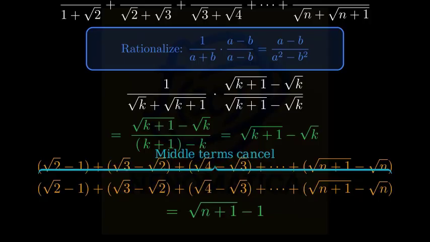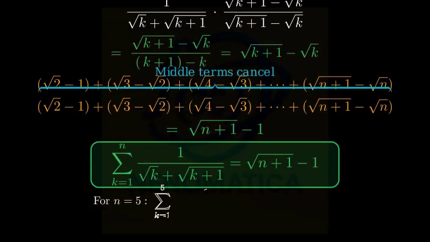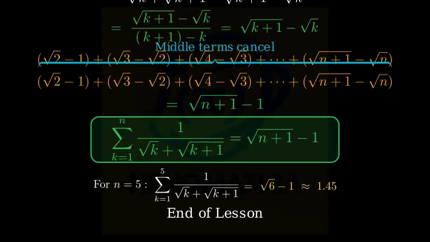Therefore, the sum from k equals 1 to n of 1 over square root k plus square root k plus 1 equals square root of n plus 1 minus 1. Proven. As a quick check for intuition, take n equals 5. The left-hand side is the sum of 5 fractions, and the right-hand side is square root of 6 minus 1. Both sides are approximately 1.45, and that is the telescoping radicals proof. The conjugate trick turns a difficult-looking sum into a simple difference that collapses beautifully.